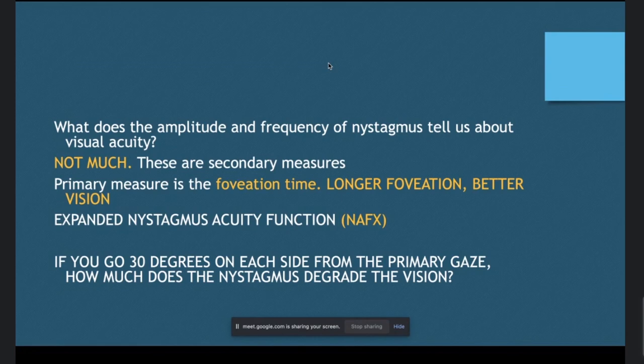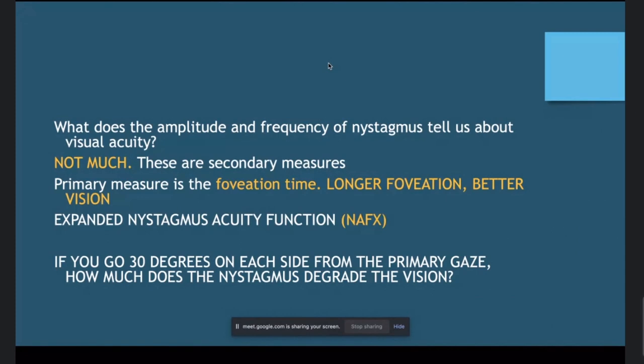The NAFEX measures what happens to the nystagmus at 5 degrees, 5 degrees, 5 degrees, 5 degrees, like this up to 30 degrees on the side of the null point. What happens to the nystagmus waveform, and hence what happens to the visual acuity, is what the NAFEX measures, the expanded nystagmus acuity function. So some treatments help in improving the NAFEX score.